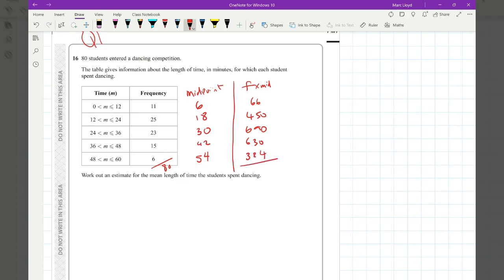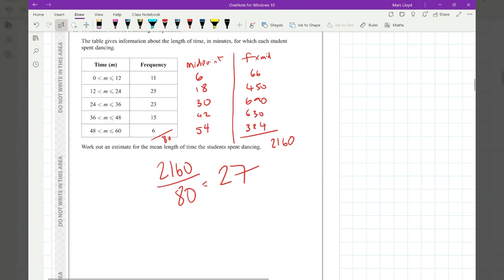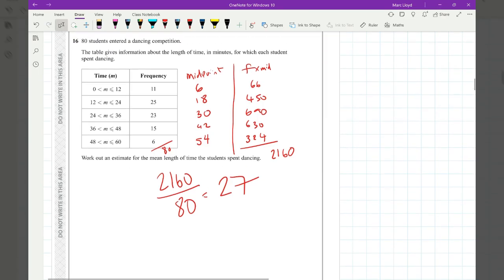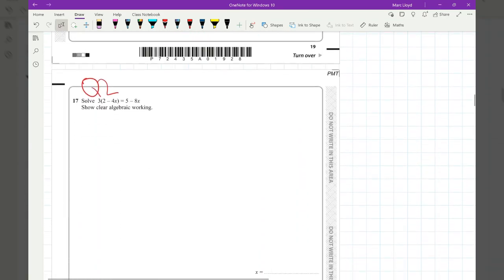So 324 plus 630 plus 690 plus 450 plus 66 gives us 2,160. And then finally, 2,160 is divided by 80, and that will give us the average, which is 27. These come up a lot. Make sure you revise these. Some real good material on Corbett Maths. Ask your teachers to help you find that. And also Maths Genie. Really good past papers on that.